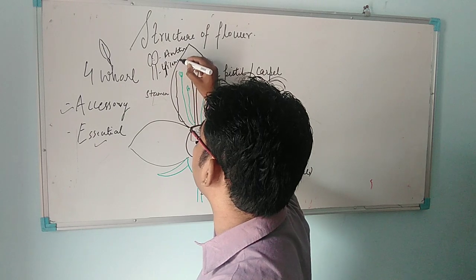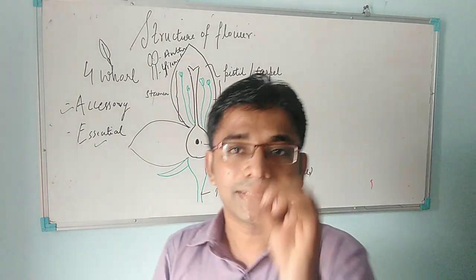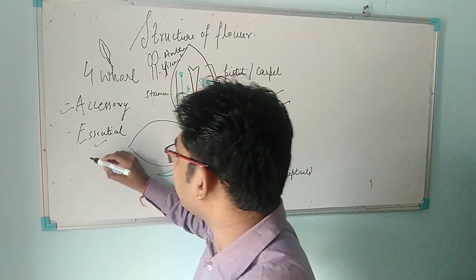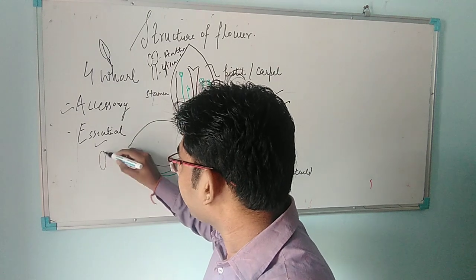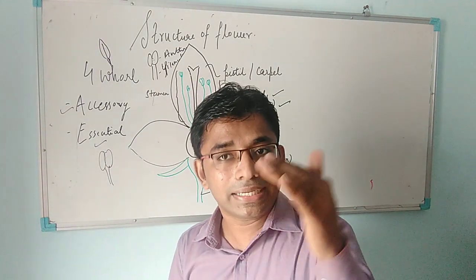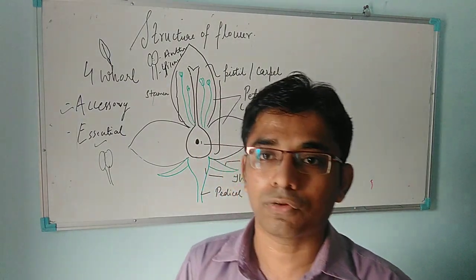The stalk of the stamen is called as filament. It is a thread-like structure, and on that thread-like structure we find the anthers. Anthers किस पे होते हैं, thread-like structure पर attach होते हैं, and inside these anthers the pollen grains form, and it is the male part of the flower.